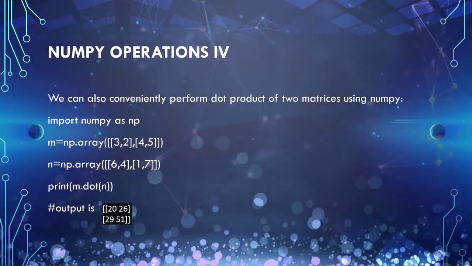We can also perform matrix multiplication. There is an option of m dot of n. This basically does the matrix multiplication of m and n.